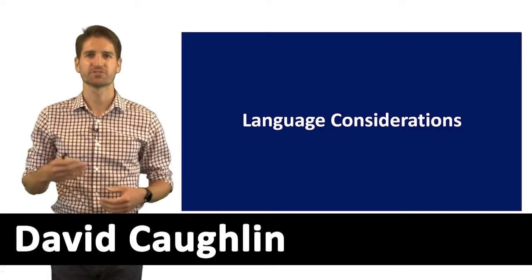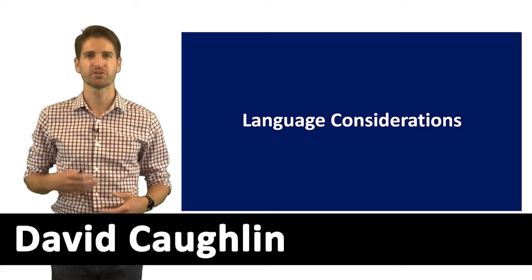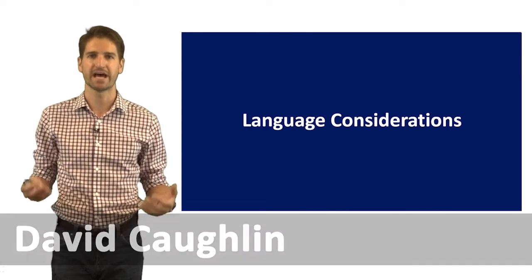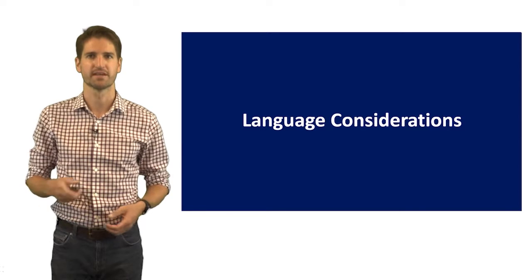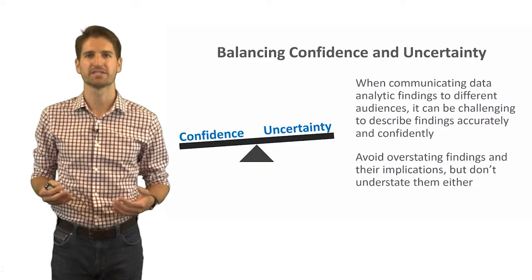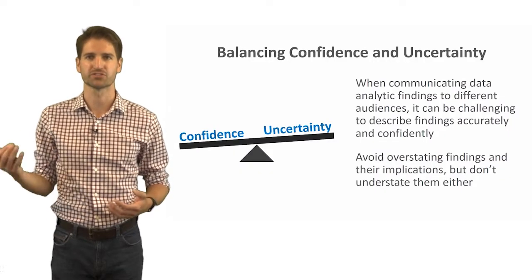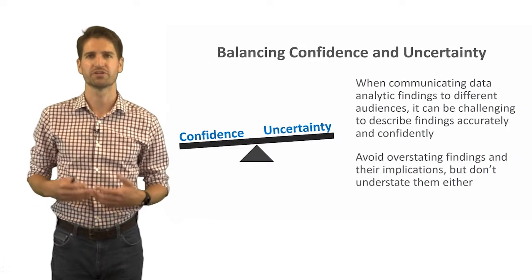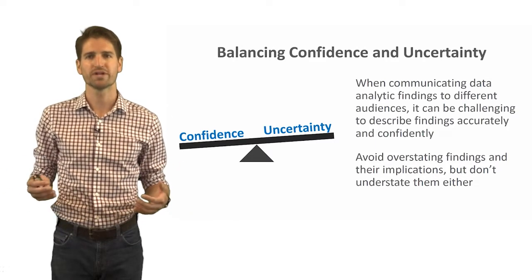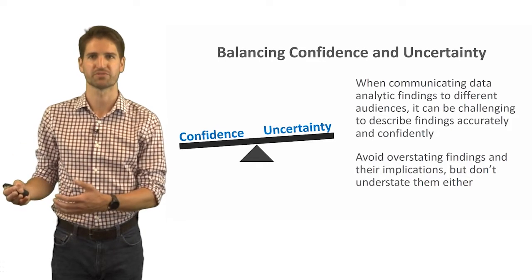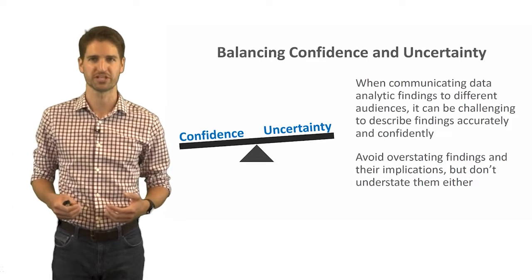In this lecture, we will discuss language considerations. It's really important when we talk about statistical analysis that we consider how we talk about statistical findings. So one of the big things is balancing our confidence with our understanding of uncertainty. Statistics is really about uncertainty, particularly when we're talking about inferential statistics. We're never 100% certain about something, or it's very unlikely that we would ever reach that point.